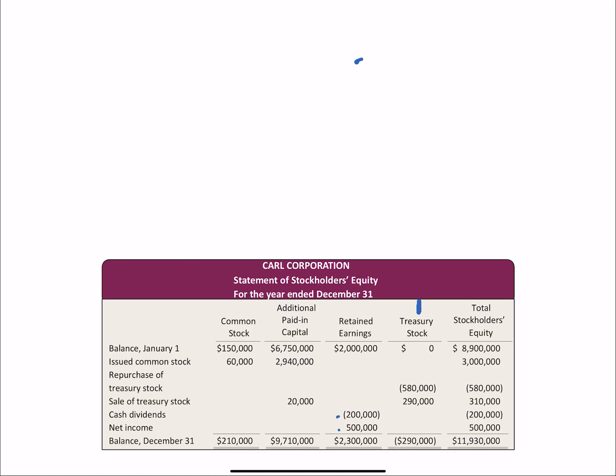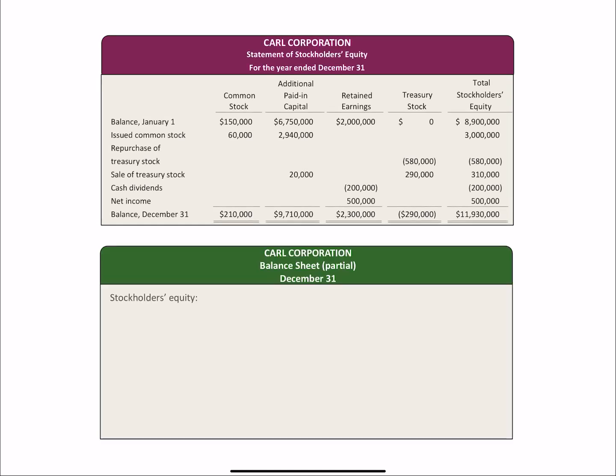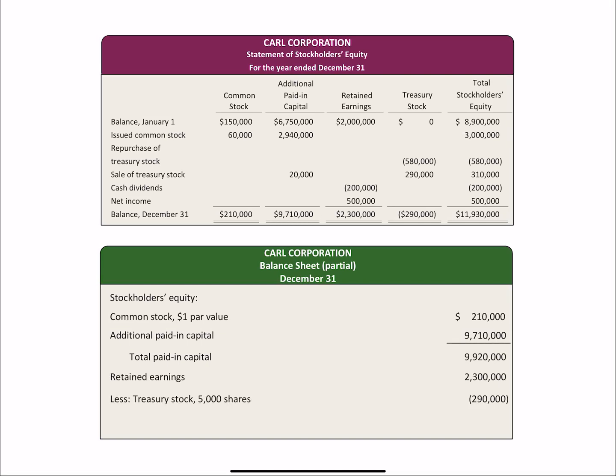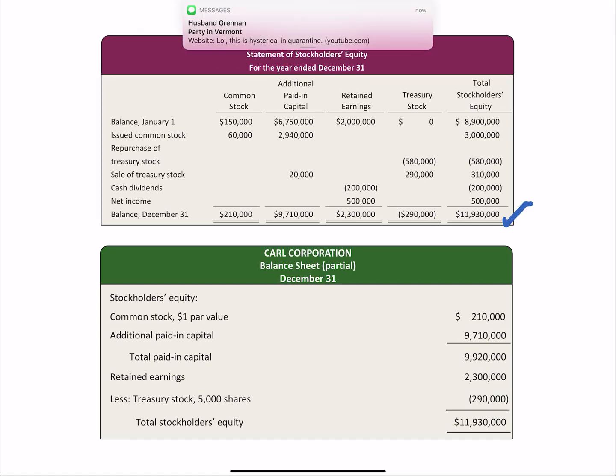Let's see if it'll give us the totals down here, and it does. So now I can total it up, and those are the numbers I see on the balance sheet. You know you've done it right if those numbers tie back to what's sitting on the balance sheet. And again, this is just a partial balance sheet, but you can see, yep, they come right over. Total stockholders' equity of 11.93, total on the balance sheet of 11.93.